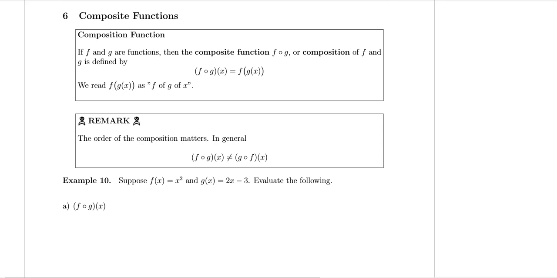Alright, so now let's talk about composite functions or function compositions. So if you have two functions f and g, then the composite function f∘g, this is basically read as "f circle g" here, or the composition of f and g, is defined here as f of g of x.